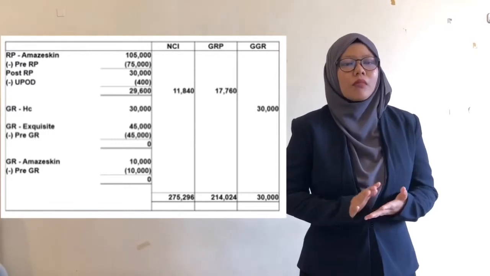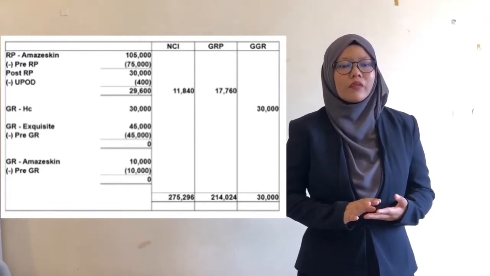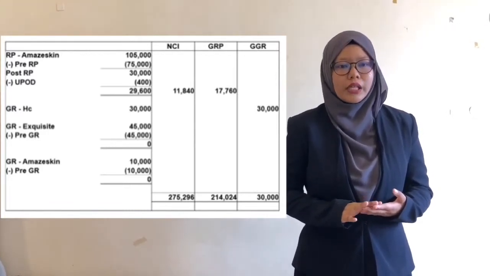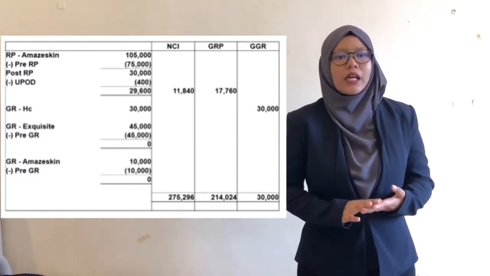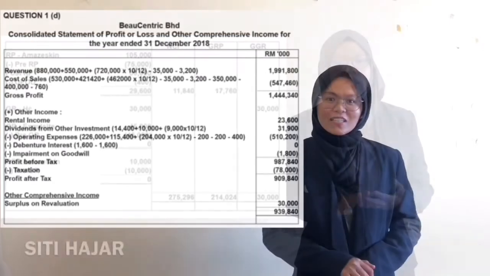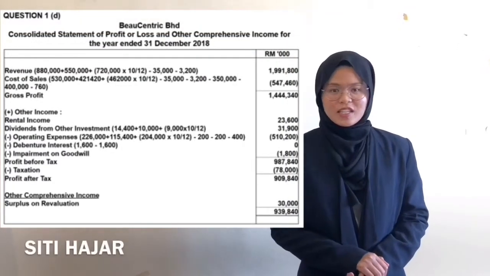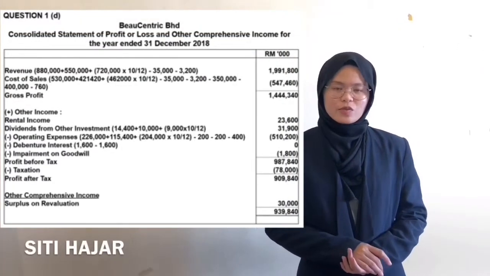So the net amount of NCI is 275.296 million, group retained profit 214.024 million, and lastly the group general reserve. So move on to question 1D, SOPL. First we start with revenue.